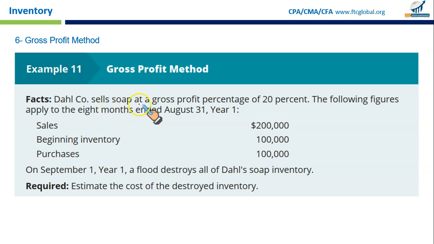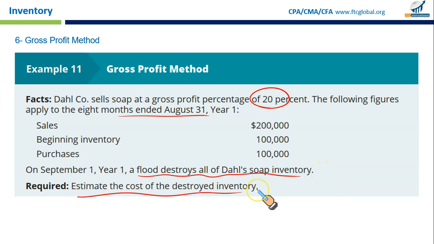It says Dell company sells soap at a gross profit of 20%. The following figures apply to the 8 months ended August 31st year 1. Sales $200,000, beginning inventory, purchases, closing stock isn't given. It says on September 1st year 1, flood destroys all of Dell's soap inventory. Estimate the cost of destroyed inventory.